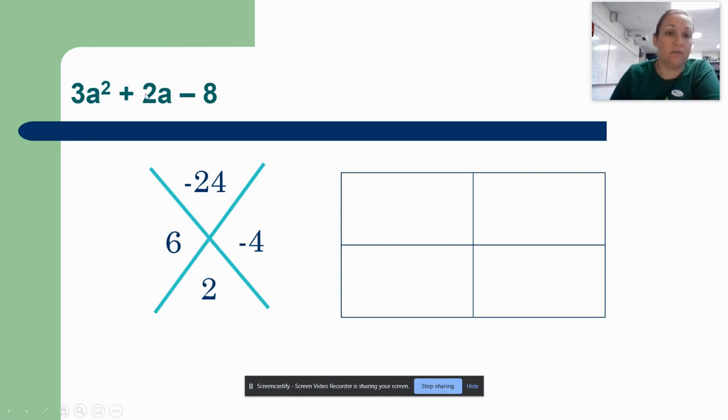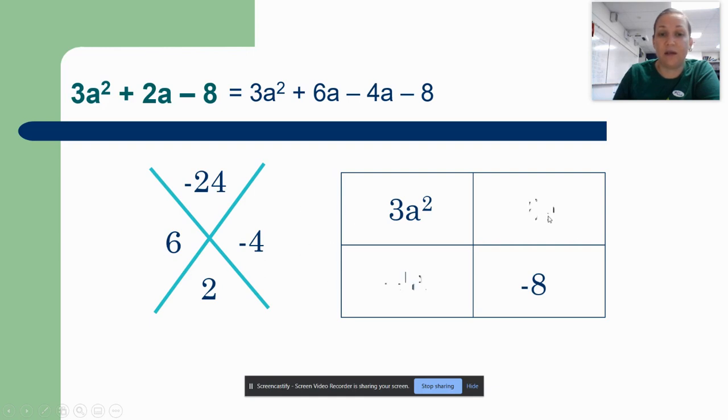Now, again, you can write this as 4 terms and then fill in the box, or you can just do first term in the first box, last term in the last box. Notice that I'm taking them from the original question. I'm not using this -24. And then on the diagonal, I take my two numbers from the x, and I put the letter A next to them because this middle term had a letter A. So 6a and -4a. And those two can be changed. Those don't matter what order they go in.